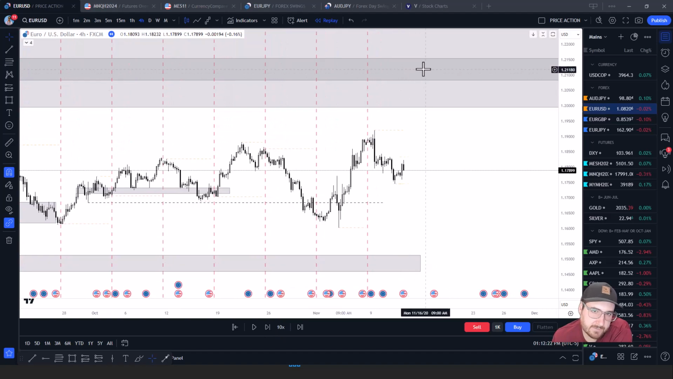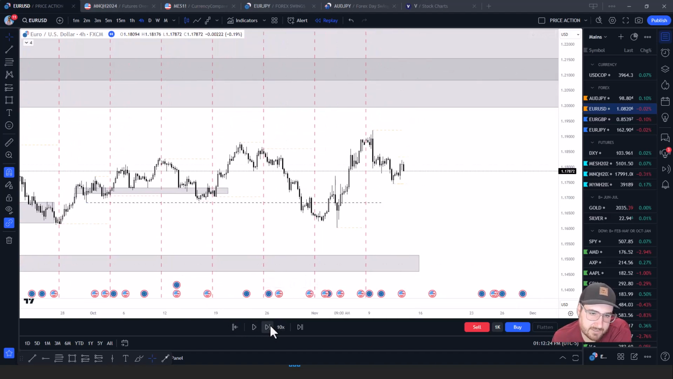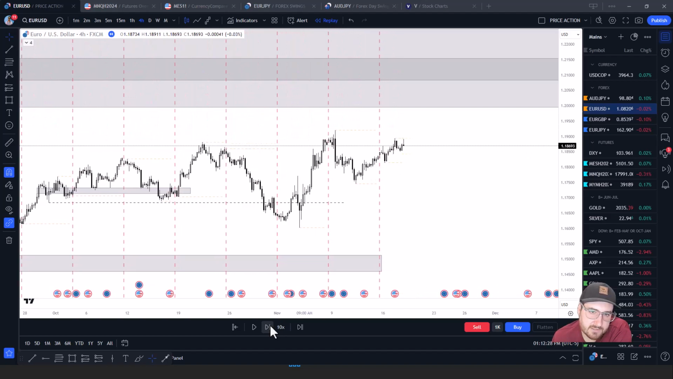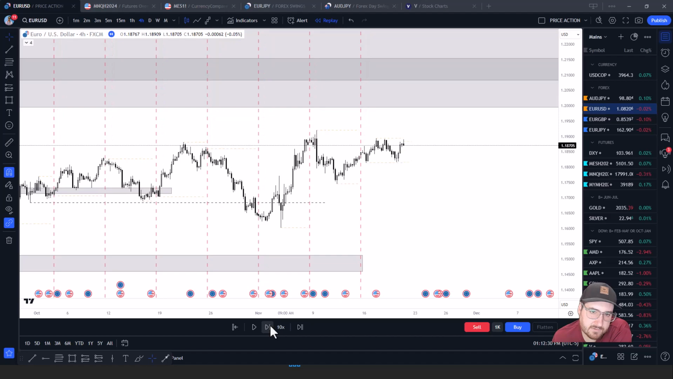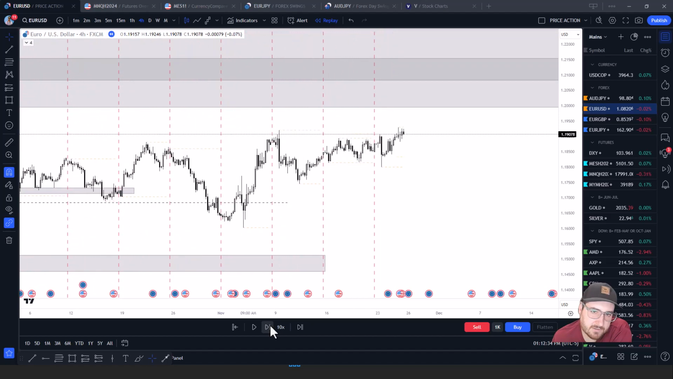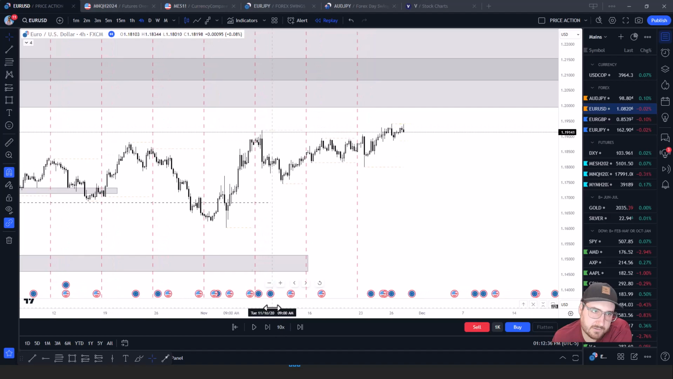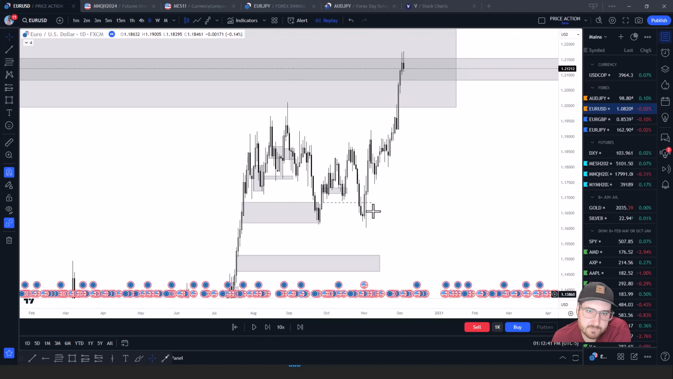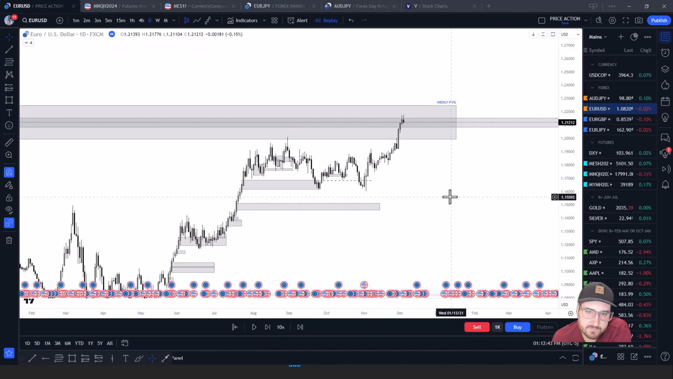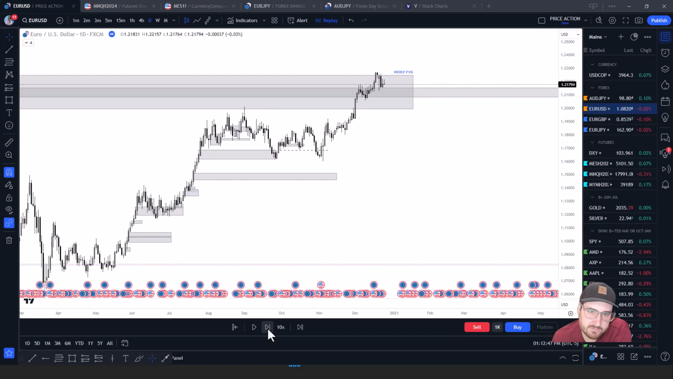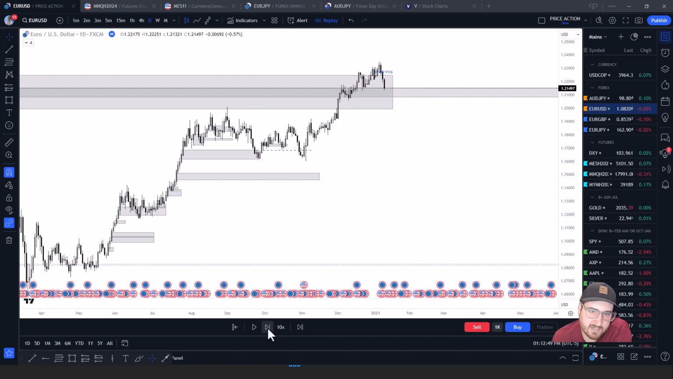I honestly don't remember if it ever makes it back up to here, so this will be a good example to see. Let me just go to the daily and speed it up. There you go. Went into that monthly zone. Does it respect that monthly zone? Nope. We're on a tear higher.